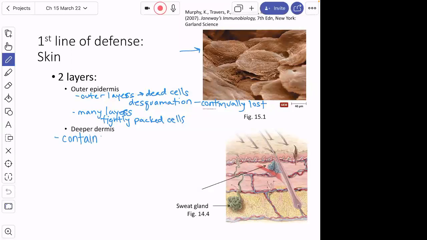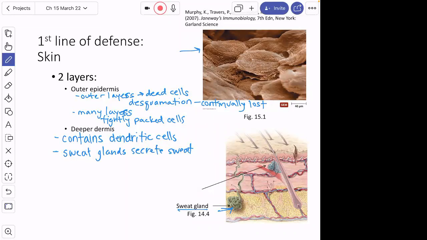Deeper in the dermis, it contains dendritic cells, which we're going to talk more about shortly. They're a kind of phagocytic white blood cell that goes around patrolling for invaders. So things like your sweat glands secrete sweat. Okay, so here's your sweat gland right down here at the bottom.